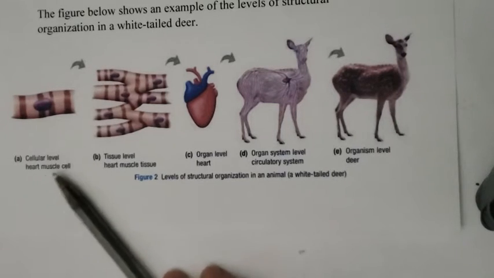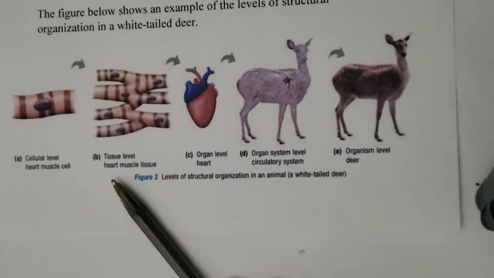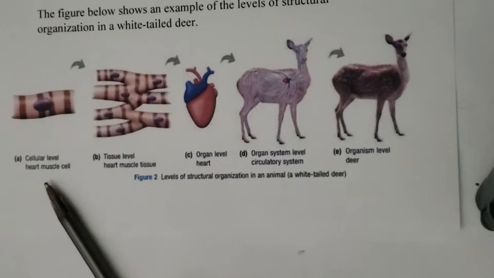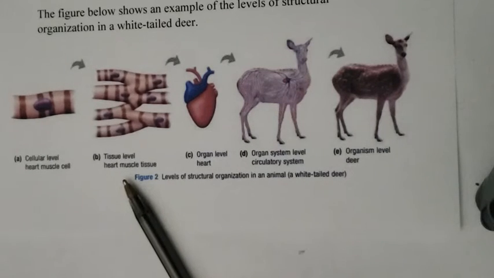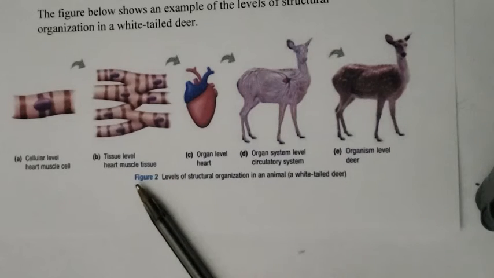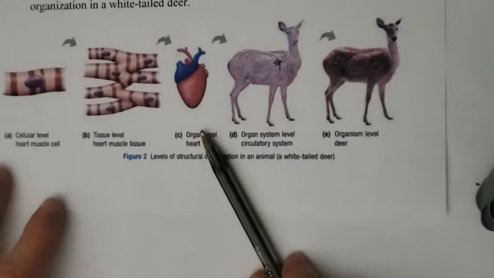And if you have a whole bunch of these together, they become something called tissue. So this is heart muscle tissue. And if you have different types of tissue that come together, we form what's called an organ. So that's the next level. We start with a single cell, a bunch of those together make tissue, different kinds of tissue coming together and working together makes an organ. In this case here, it's a heart.